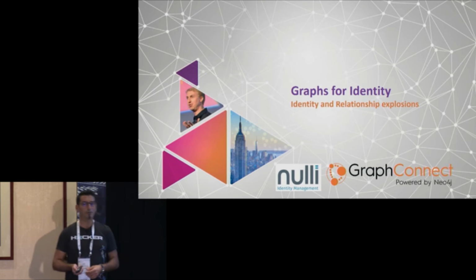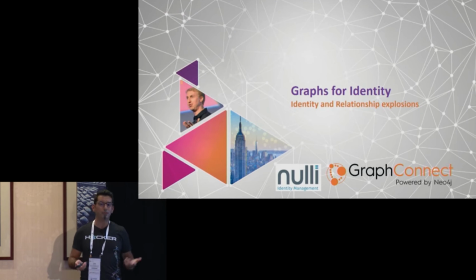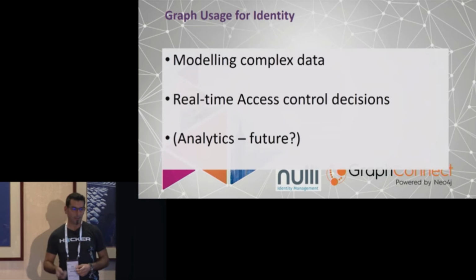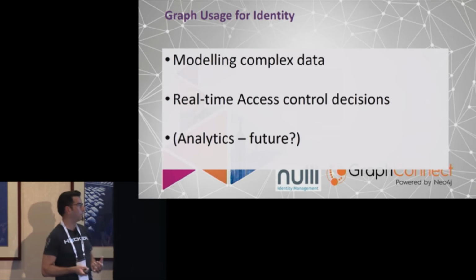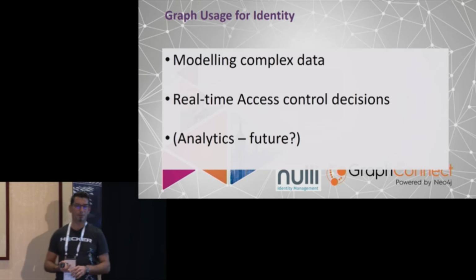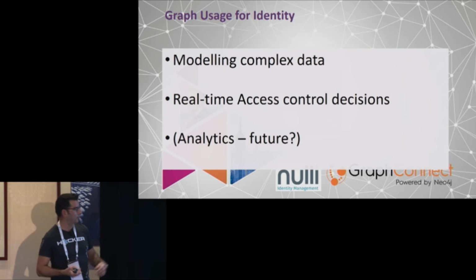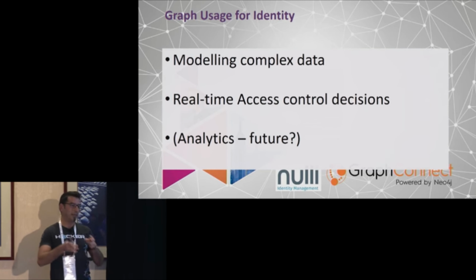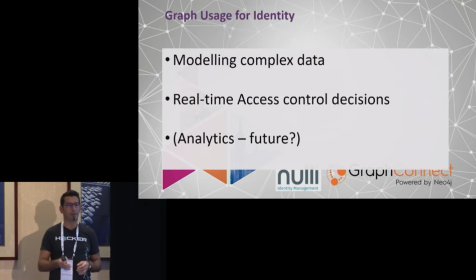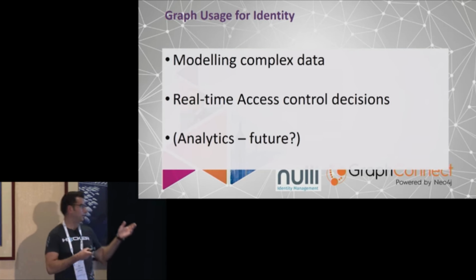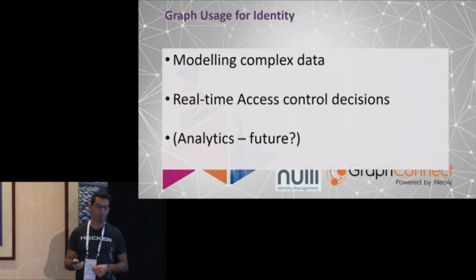So graphs for identity. Let's have a look at how we use graphs for identity then. Well, that'll bind it all together. So how do we use it? We use it to model complex data. We use it to derive real-time access control decisions. And some future applications involve analytics. I mean, we already use some of that, especially for the authentication part, where we've had some cases where we can analyze authentication behavior and flag anomalies, for example. AI, of course, we hear a lot of talk about AI, but I'm sure there are use cases where we can apply AI in our field as well.